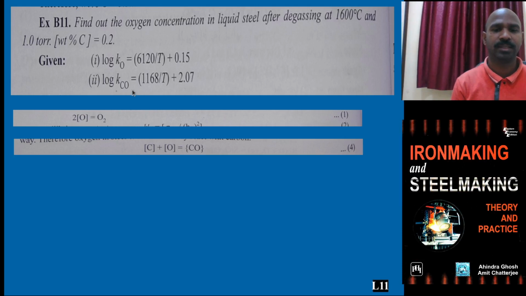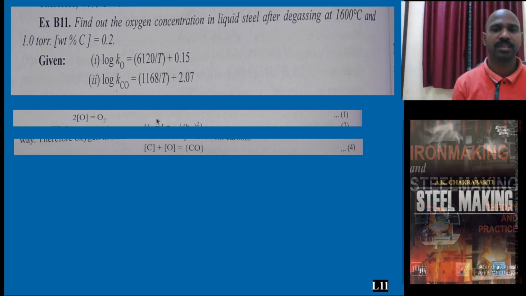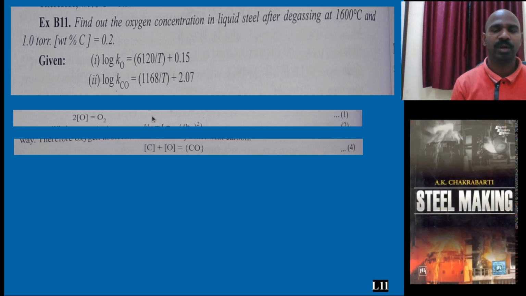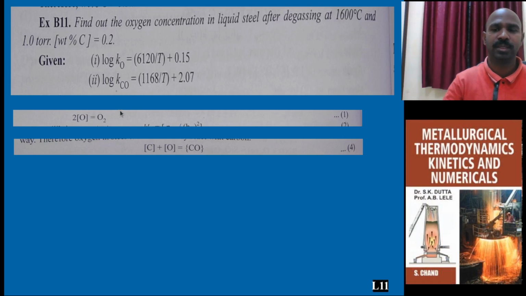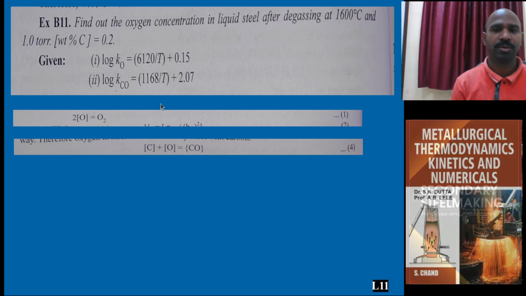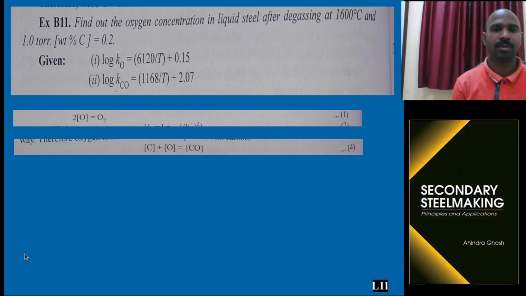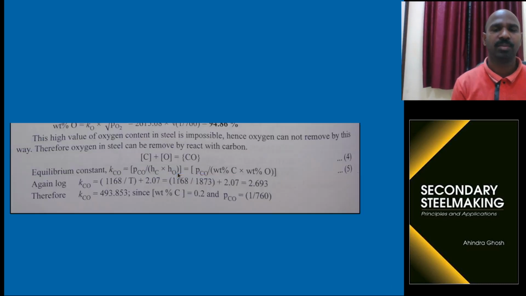And another point with respect to the second equation: carbon in liquid steel and oxygen in liquid steel combined go out as CO gas. Is this feasible in degassing? First one needs to think. Once you read this numerical problem, one needs to get that particular point. Then you can proceed to the next part of the solution.